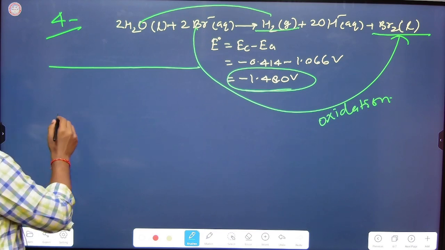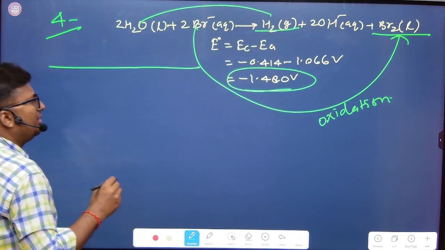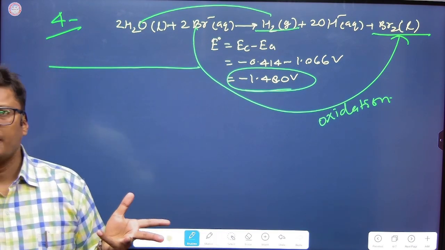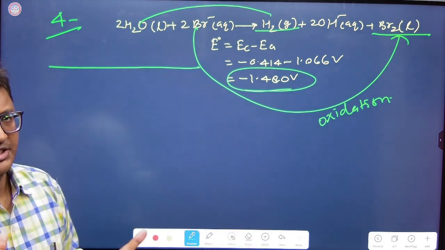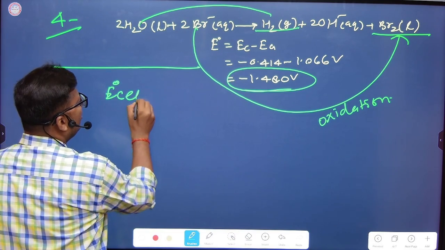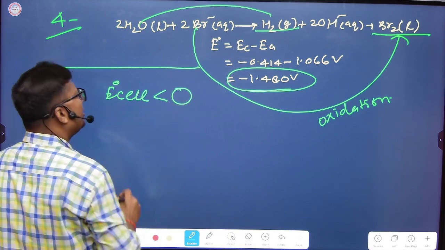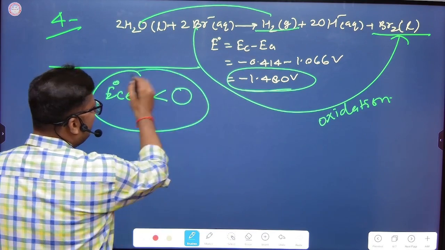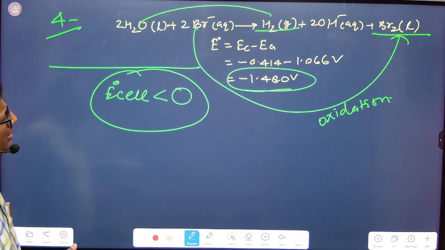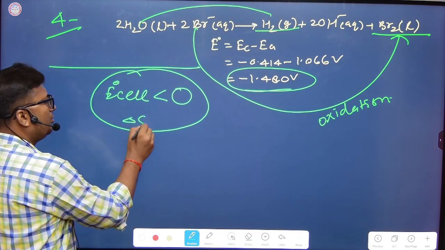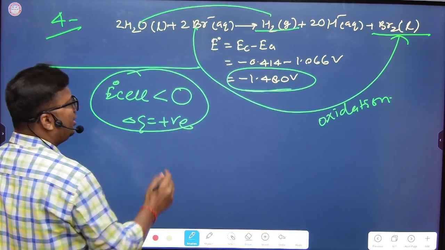And in the case of a Daniell cell, E naught cell is always a positive quantity, right? But in the case of an electrolytic cell, E naught cell must always be a negative value, so less than 0. Only then can we say that electrolytic reactions can take place in an electrolytic cell, right? So delta G is always positive for an electrolytic cell.